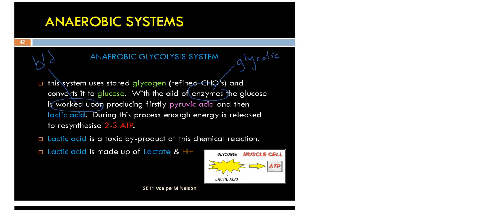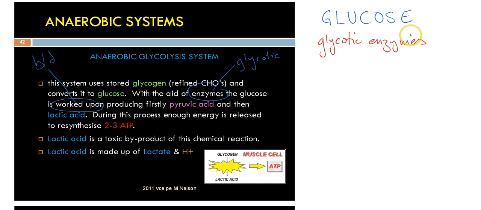During this process, enough energy is released to resynthesize 2 to 3 ATP. So if we look at it as a concept, here's glucose, and we have our glycotic enzymes. Now these glycotic enzymes work on breaking down the glucose.